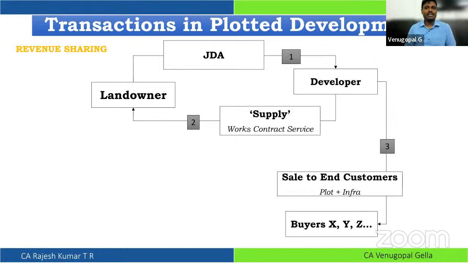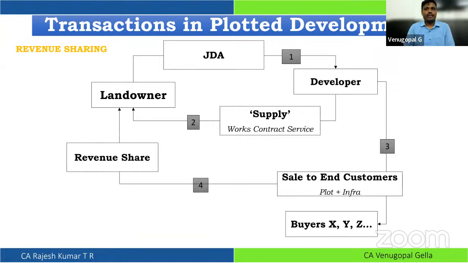On one hand, I am saying. On the other hand, I am saying developer has sold all the plots to the end customers. So does that mean the developer has done two supplies? The answer could also be kind of a yes. We will come to it in a while. Out of the sale proceeds that have come, the developer is sharing the sale proceeds by way of revenue share to the landowner. He is sharing the proceeds to the landowner.